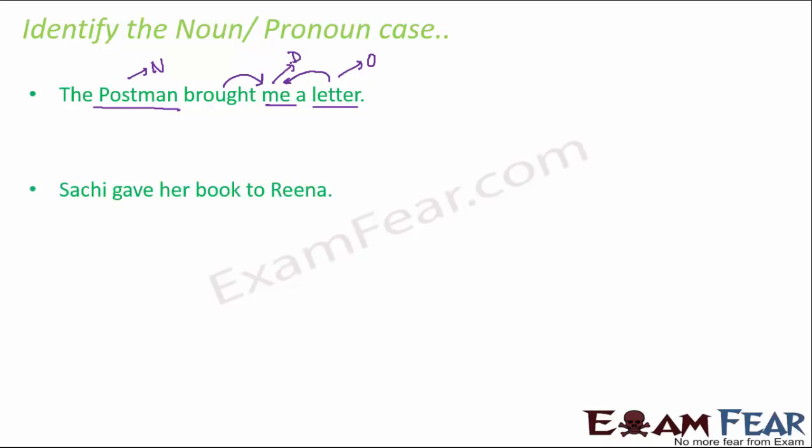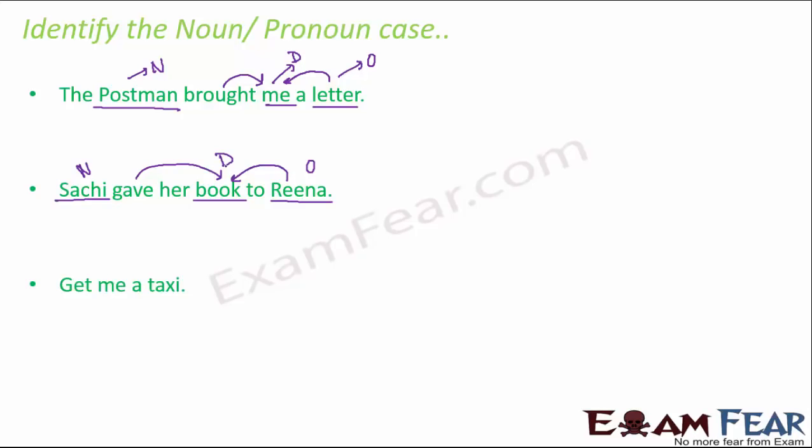Let's look at the next example. Sachi gave her book to Reena. So Sachi is a noun, book is a noun, and Reena again is a noun. Sachi here is the subject, so it is a nominative case. Reena is the direct object, so it is in the objective case. Book here comes after the verb and before the direct object. So it is the indirect object and hence it is in the dative case.